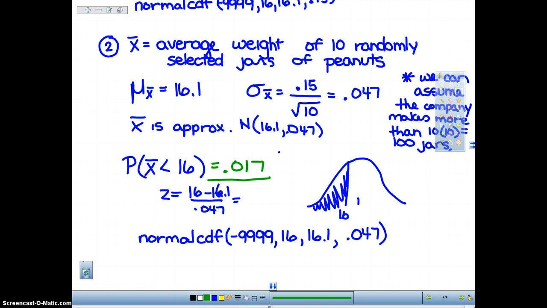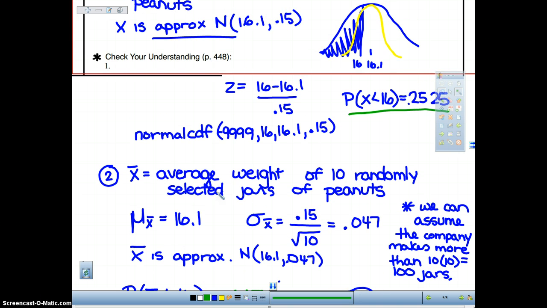It is important that you can see the difference between these two processes. This is if I'm only finding one thing. This is if I'm working with samples. If I'm working with samples, that's when I need a sampling distribution. And that's when I need to use my special formulas for mean and for standard deviation.